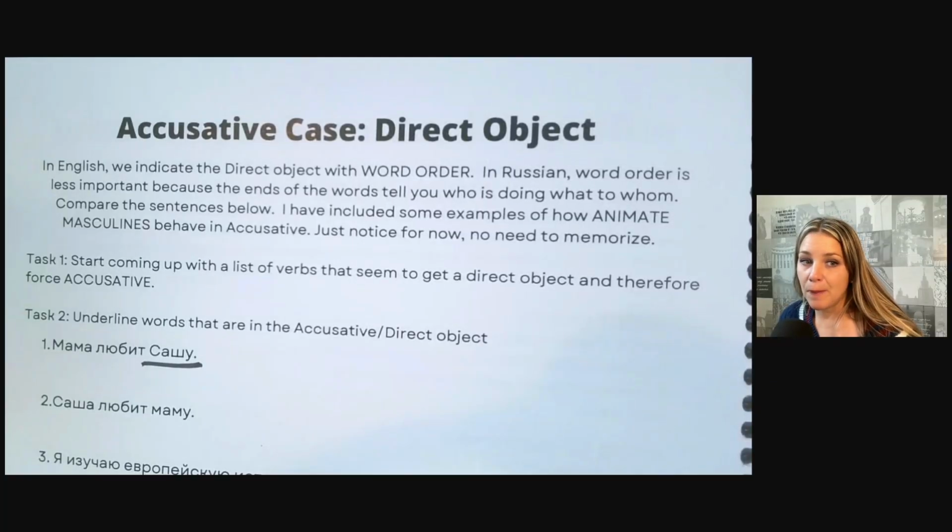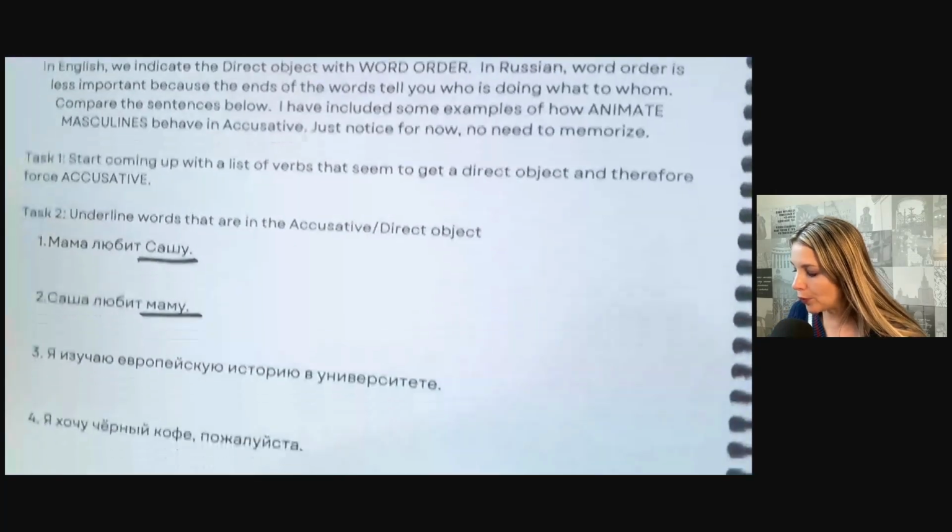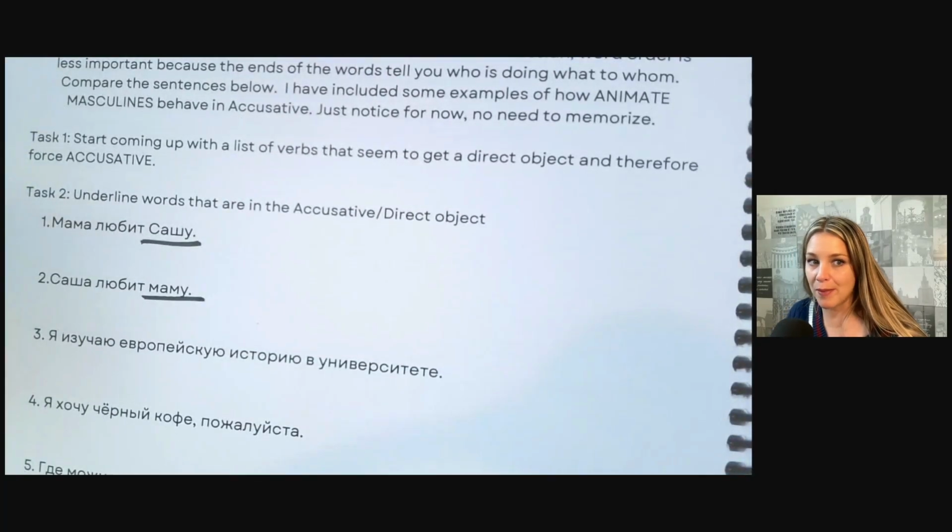Next sentence. Sasha любит маму. Okay, who is being loved? Who is being verbed? Who is doing what to whom? Okay, Sasha is loving mama. What is she doing to mama? She's loving her. Okay, маму. And that's why Sasha goes to Sashu, mama goes to маму.